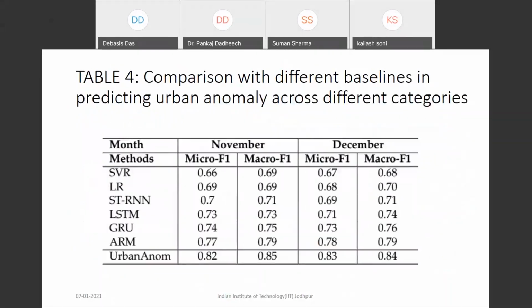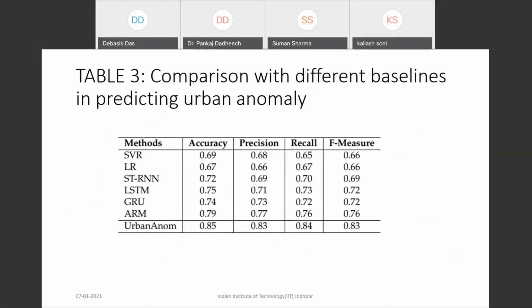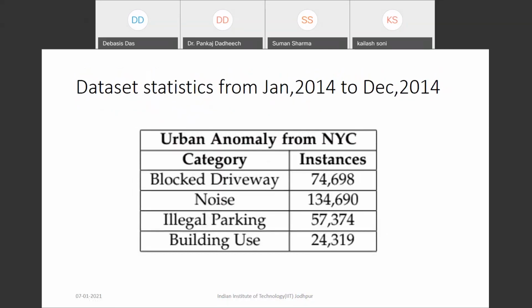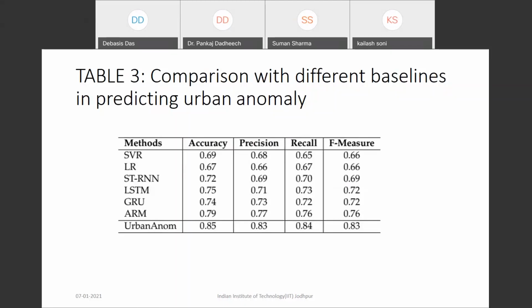Now what is our objective? The objective is to compare this with the baseline models. These are the baseline models: SVM, linear regression. Based on the baseline models we also calculate these four parameters: accuracy, precision, recall and F measure. We also compare on the same data sets, where we check predicting the urban anomaly. Using the urban anomaly data set, we compare with the baseline models, and this is the accuracy.